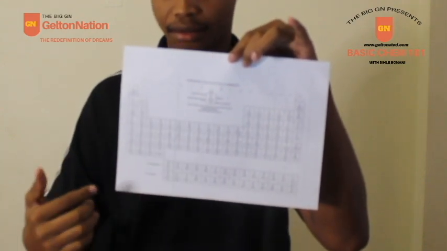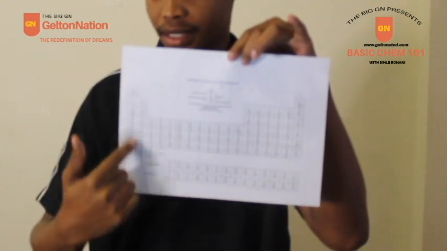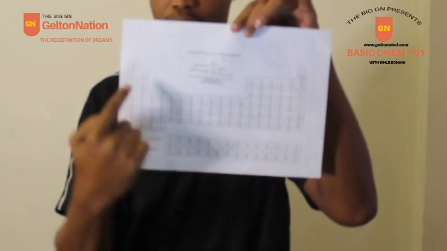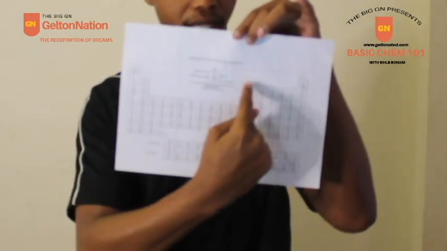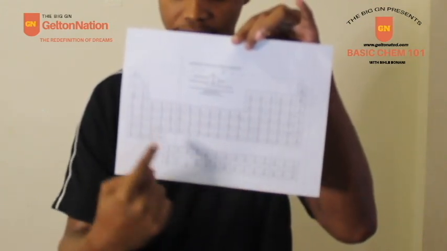If you can see, this looks like a staircase. So from your period 1 and your period 2, let's say this is group 1, this is group 2, then you have your groups there. So in this staircase, this group and this group, this is your main group elements, and also this is your main group elements. Down the staircase, you find your transition elements.